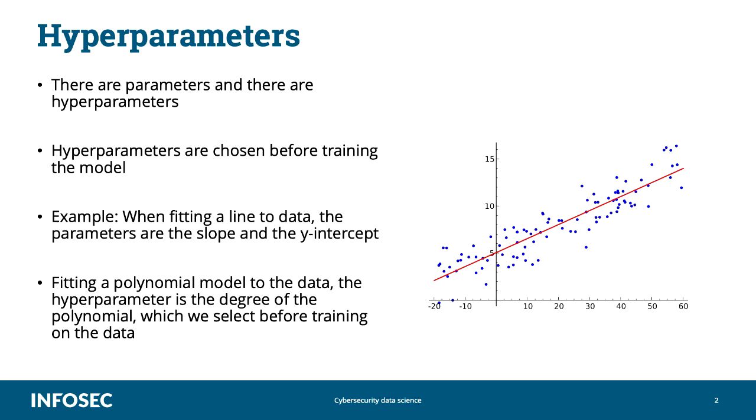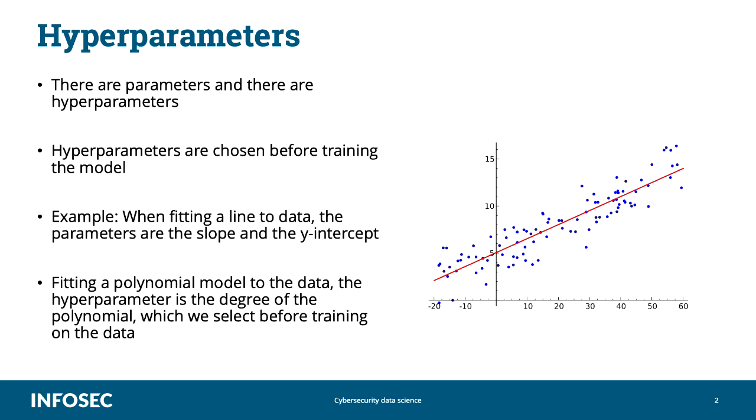Hyperparameters, on the other hand, are something that you either intuit or use the experience of others to choose, or you perform experiments until you find the best ones. To give you an example, let's say that I have a bunch of points and I'd like to fit a good line to these points. Then I will simply find the parameters, which are the slope and the y-intercept of the line.